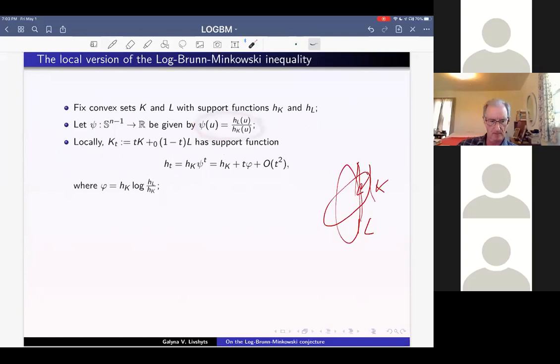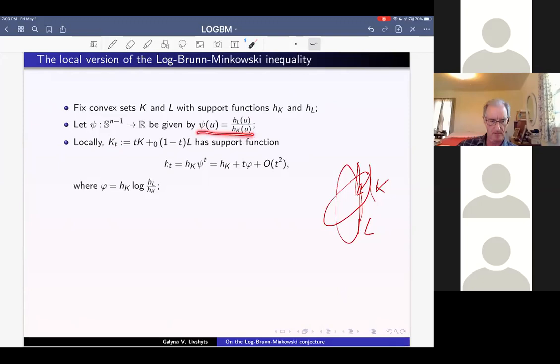Then it turns out that locally, for small t, this average, it's called the Alexandrov body, by the way, or something like that, the Wulff shape, there are also words for this, maybe you know. Then the support function of K_t, this h_t, can be written as h_K, the support function of our starting body, times a function psi to the power t.